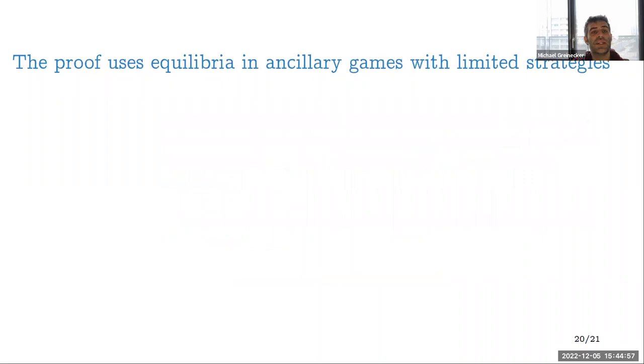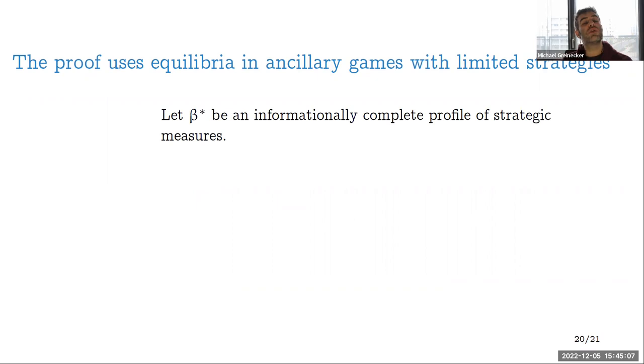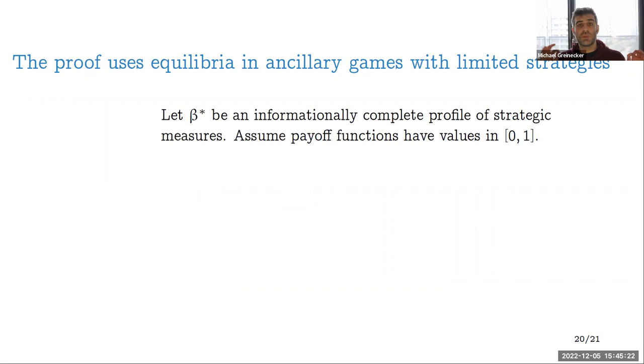So we construct some kind of ancillary games in which players are not completely free to choose what they do. So we fix some informationally complete profile of strategies, of strategic measures, and pair functions in our model are bounded. Let's assume they have values in [0, 1], because we construct things in a way that sometimes players are forced to do something that might be suboptimal. Otherwise, they can do what they want, and in equilibrium, they play optimally. But then we know that if they play suboptimally in some equilibrium, it must be because they've been forced to do something stupid. And then the probability of playing something stupid is an upper bound for how much can go wrong in terms of their payoffs.